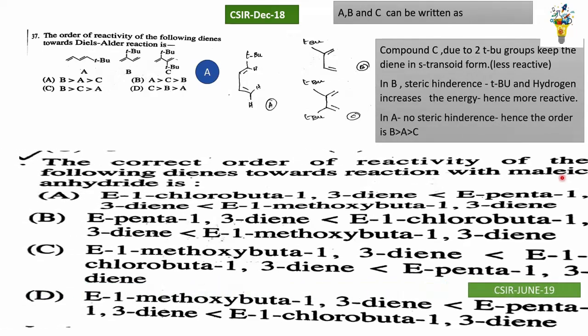It is from CSIR June 19. Here, the correct order of reactivity of the following dienes towards reaction with maleic anhydride is given. Two options are given, two compounds. One is E-1-chloro-buta-1,3-diene, and E-penta-1,3-diene, and E-1-methoxy-buta-1,3-diene. So here various groups are attached. One is chlorine, another one is a methyl group, and here methoxy group.